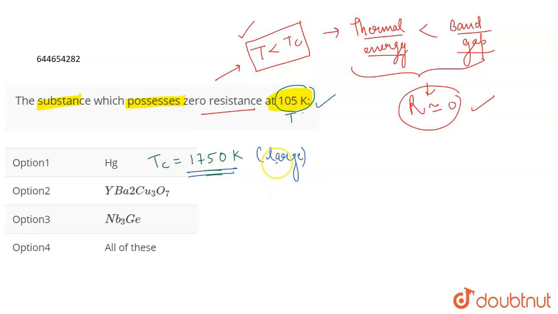So we cannot consider this large difference to predict whether this is going to have a zero resistance or not. So the difference is very, very large and we cannot consider it, right? So this will not be the answer.